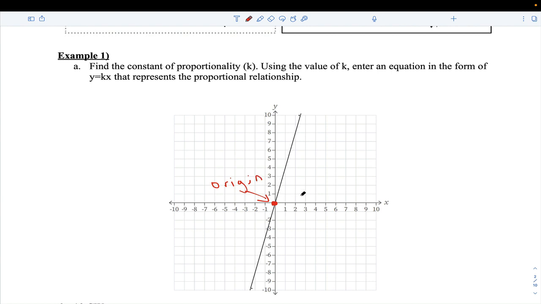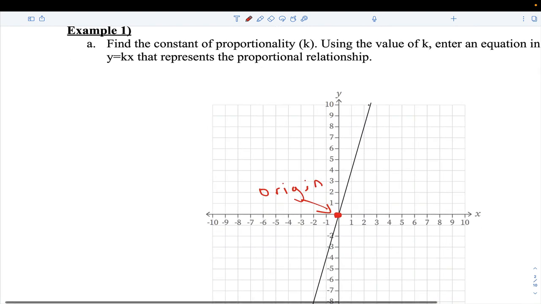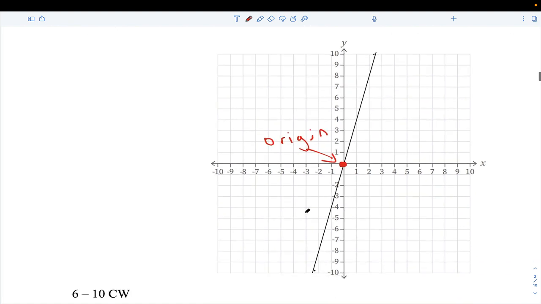Let's choose another point that it crosses. What point do you see that I can use? What is it? We could use a couple. Okay, I was thinking -2, -8. Yeah, you could use -2, -8. You could also use a couple others, but let's just launch off with this one. Start at the origin, go left -2, go down -8.